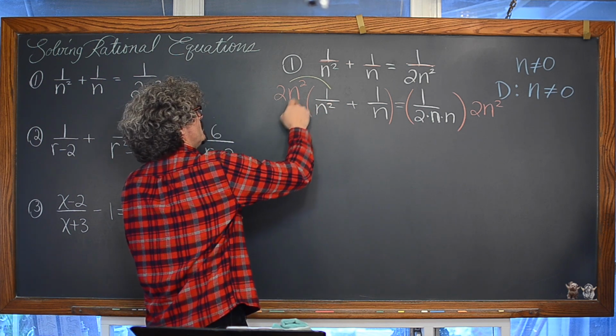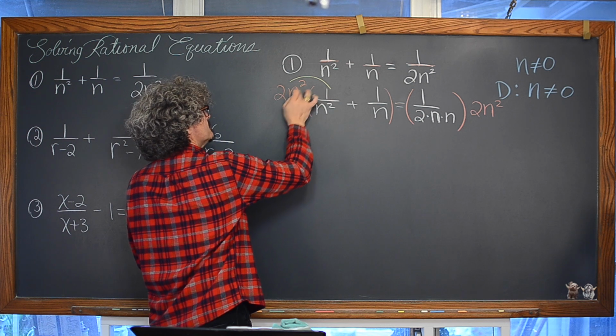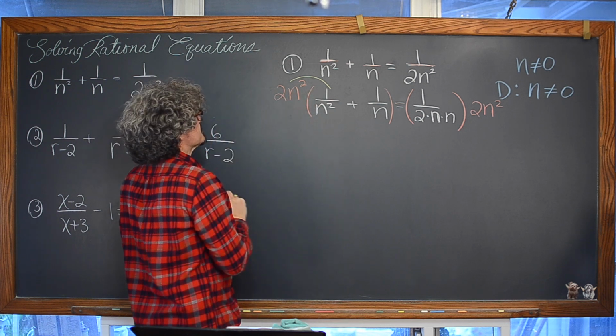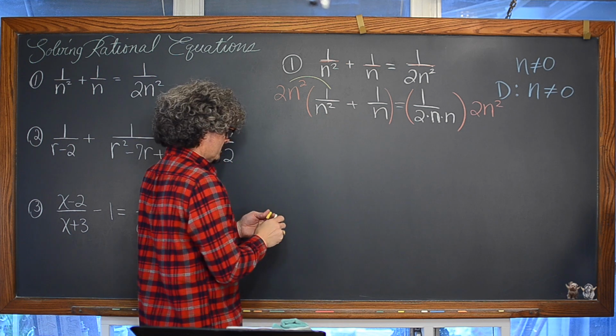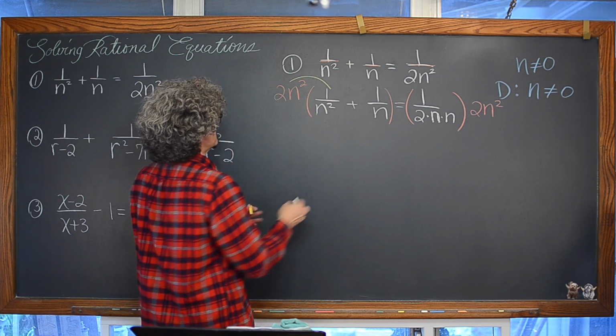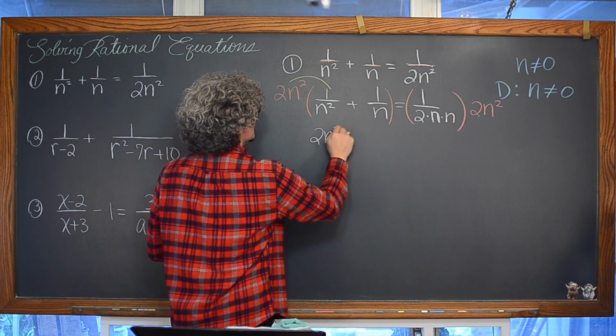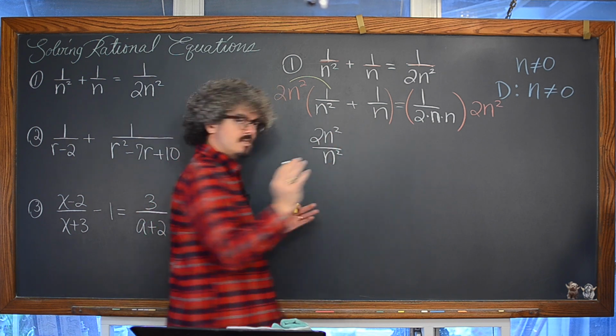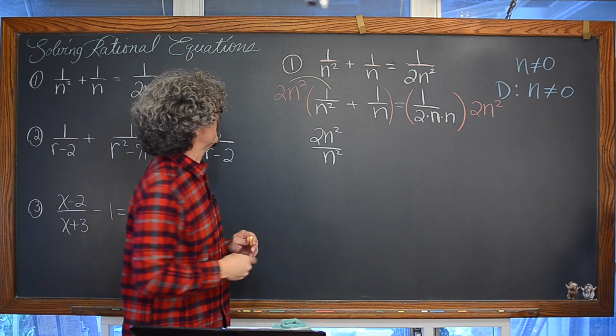And the factor of 2n squared, that n squared, which is a factor of this expression, is going to cancel out with this n squared, giving us a numerator which is just equal to 2. But as I say this, I really want to write this 2n squared over n squared. Just as a teaching step, you may not want to write this particular line.